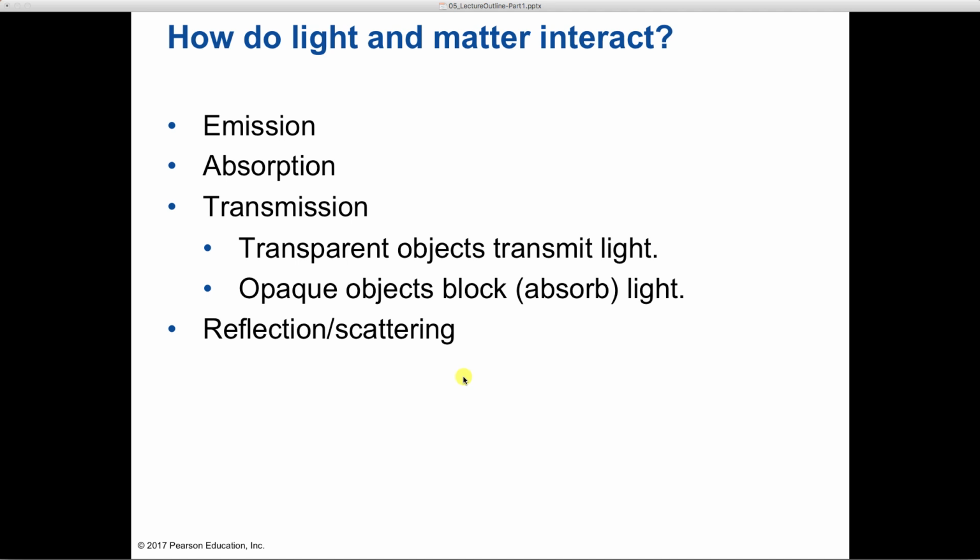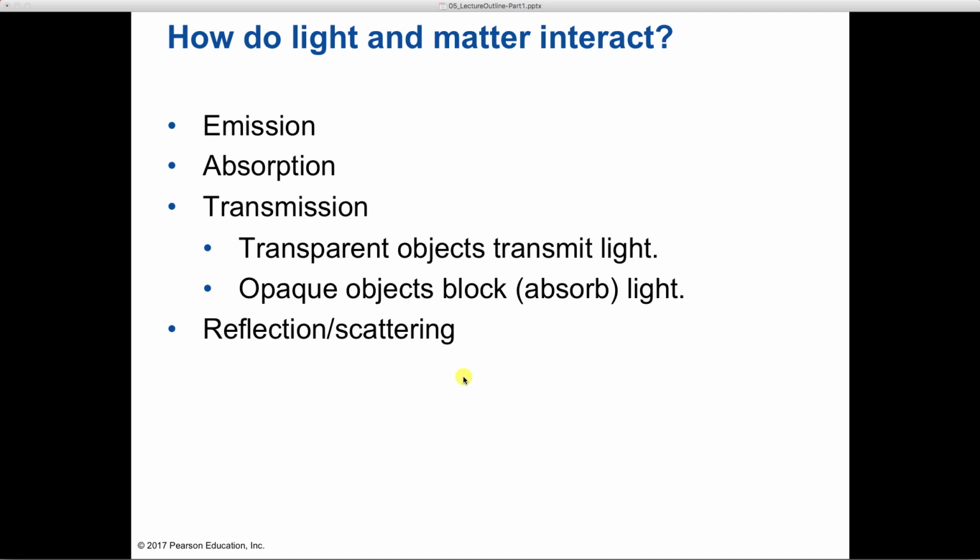So when we talk about how light interacts with matter, there's basically four things that we want to discuss. One is emission, light given off by an object. Absorption is light being absorbed by an object, the light coming from somewhere else being absorbed by the object. Transmission means that light can pass through an object.